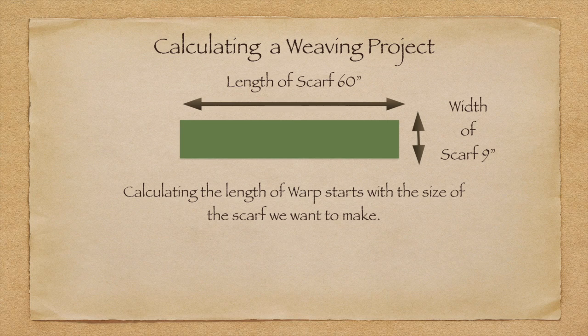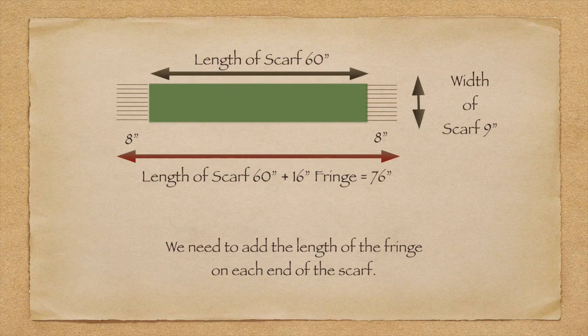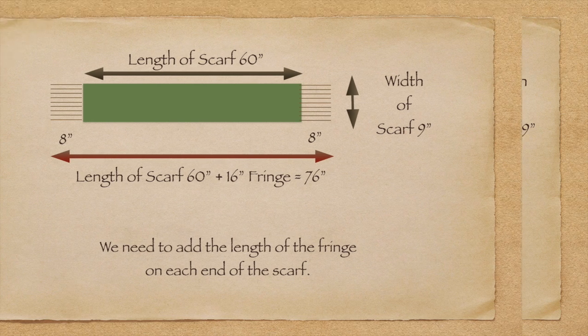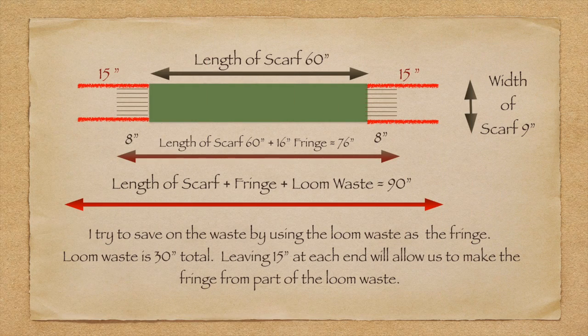So we've decided to weave a scarf 60 inches long by 9 inches wide. Now we need to calculate the length of the warp. The length of the scarf is 60 inches. We also want to add fringe. The fringe will have to have enough yarn to be twisted and a knot tied at the bottom. I've decided to leave 8 inches to make the fringe on each end.